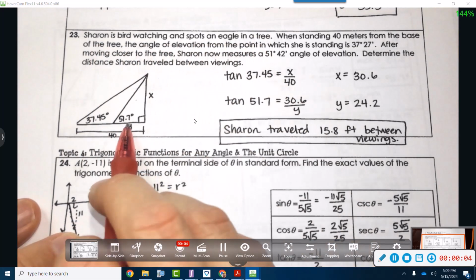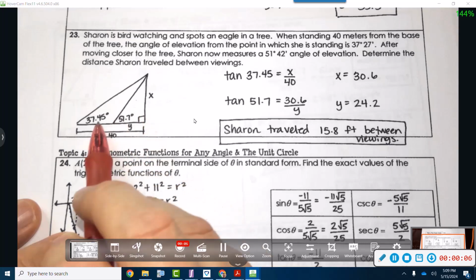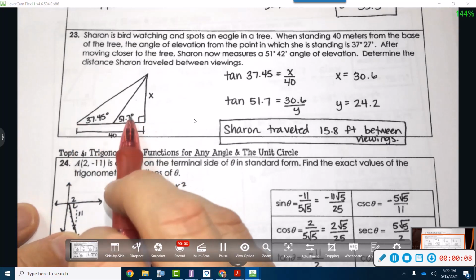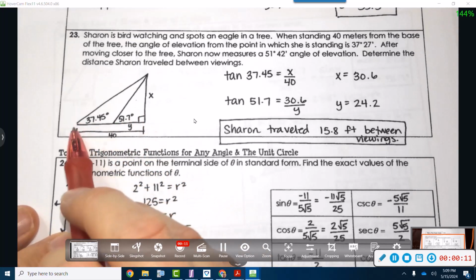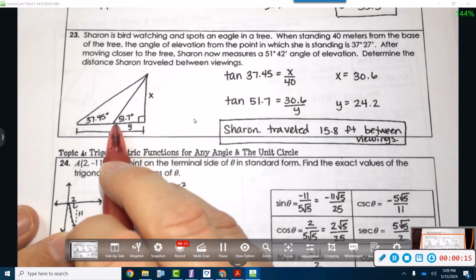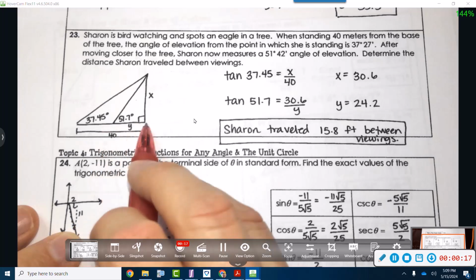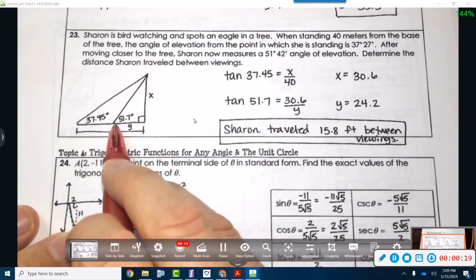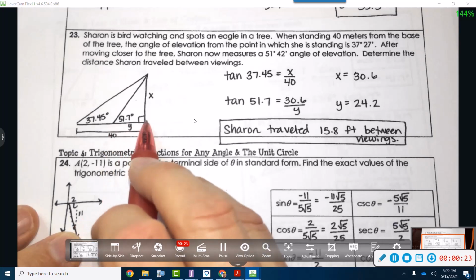Okay, I remember setting this up, so let's talk about the solution. We set this up, and we know that this full distance is 40, but what we are interested in is how far she traveled in that last piece. Once she moved this distance, how far away from here was she?